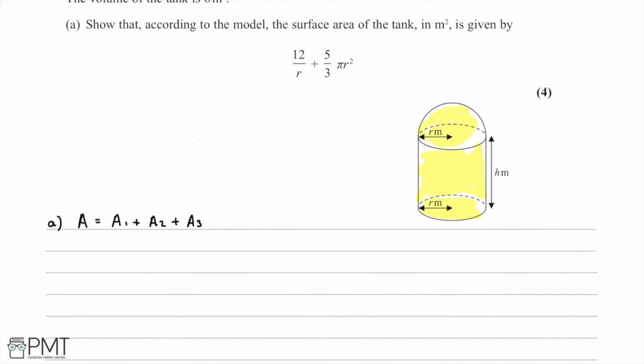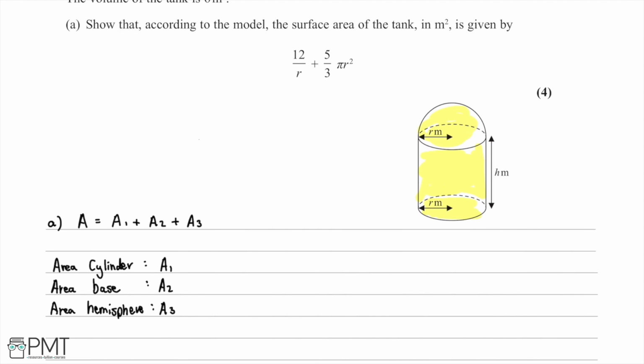Just for completeness, we're going to write down what area 1, area 2 and area 3 represent. We have that the surface area of the cylinder is going to be denoted by A1. The surface area of the base is going to be denoted by A2, and the surface area of the hemisphere is going to be denoted by A3.